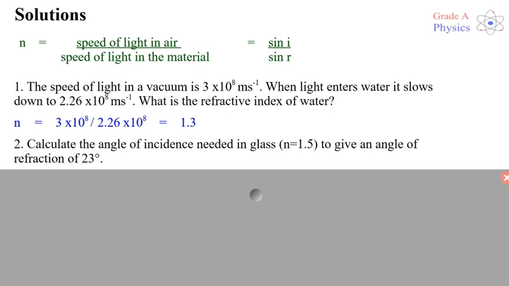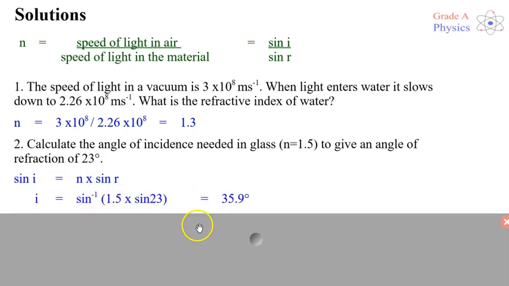Okay, so we're still looking at this GCSE level of refraction and refractive index. If we're given the speeds of light, that's a straightforward calculation, the ratio of the speed of light. So the speed of light in a vacuum divided by the speed of light, in this case, in water, and we can find the refractive index. 1.3 sounds about right.